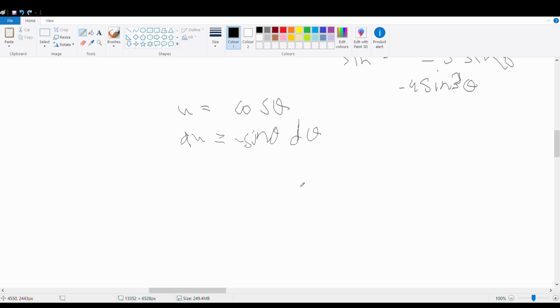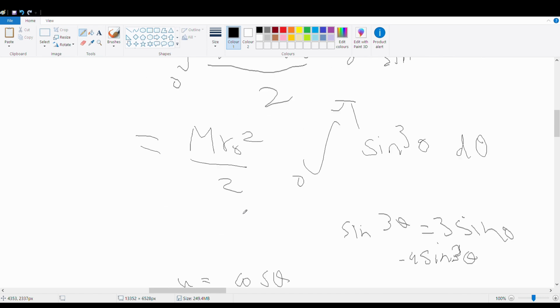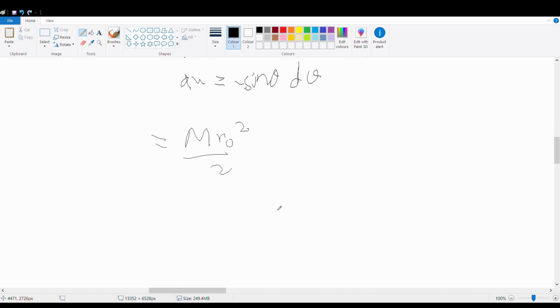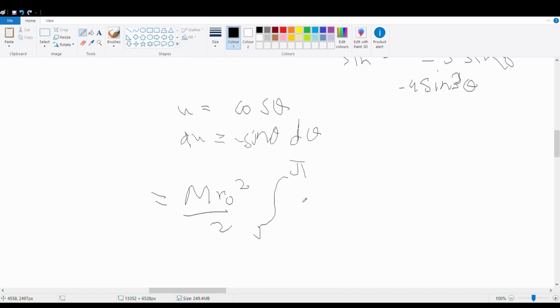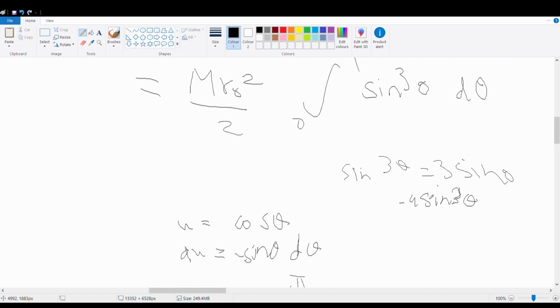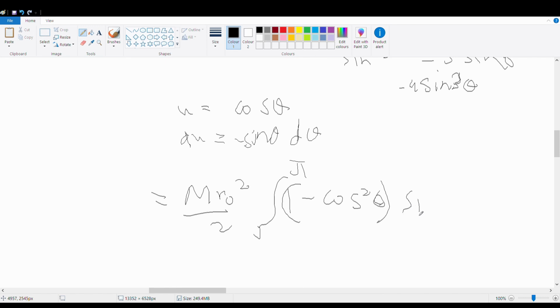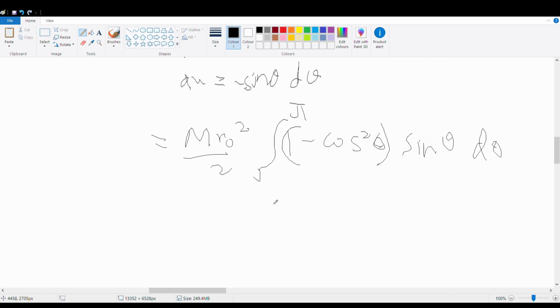So du would be equal to minus sine theta d theta. Alright, so you can write this thing as, we have m r naught square by 2 out here. So 0 to pi, we have this as 1 minus cos square theta into sine theta d theta. So what does this actually come to?